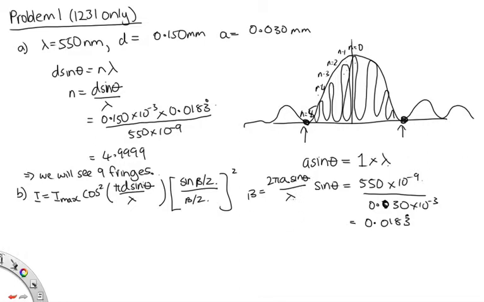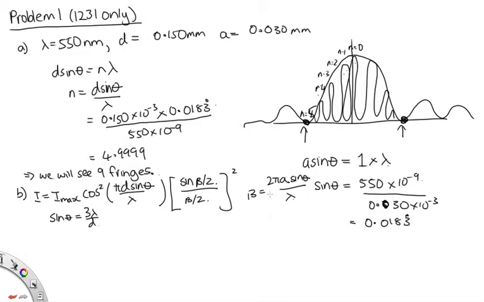Okay, so let's just start by working out what sine theta is. We know this is the third maximum, so we can use this equation here and substitute in n equals 3. So we have sine theta is equal to 3 lambda over d.